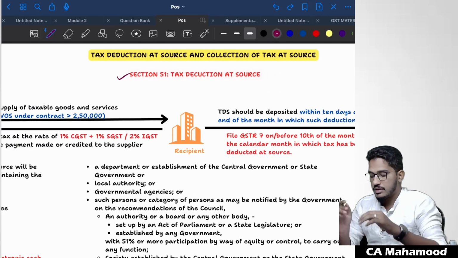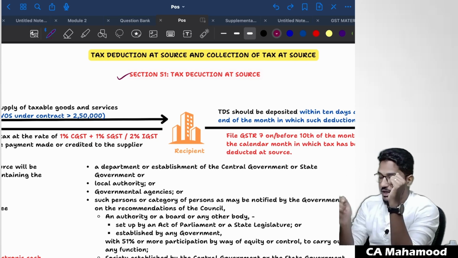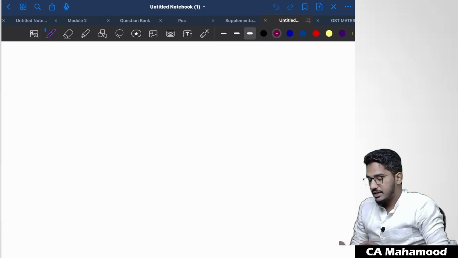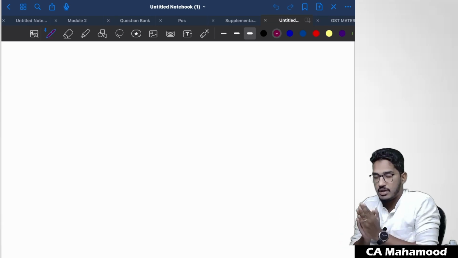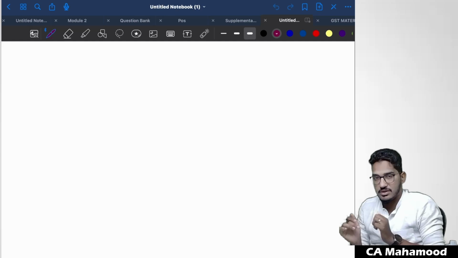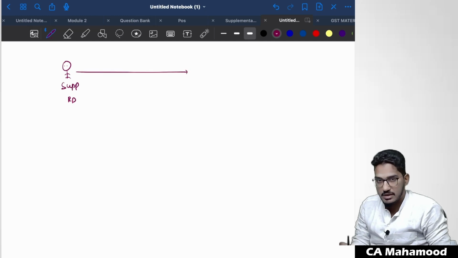So first we will start our discussion with section number 51, which is talking about TDS, tax deducted at source. So what is this TDS? What exactly is this concept of TDS? Let me try to explain it. First, we will recollect what exactly happens in a GST transaction. So generally what will happen? There will be a supplier. He is a registered person. So what he has done is he has made a supply.